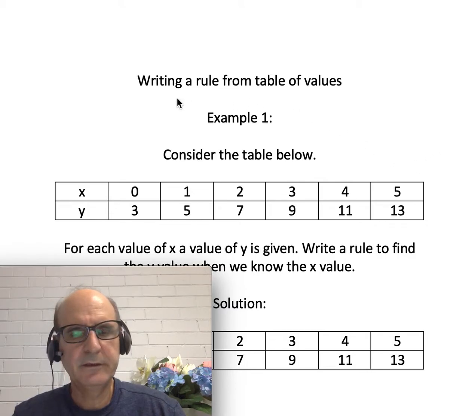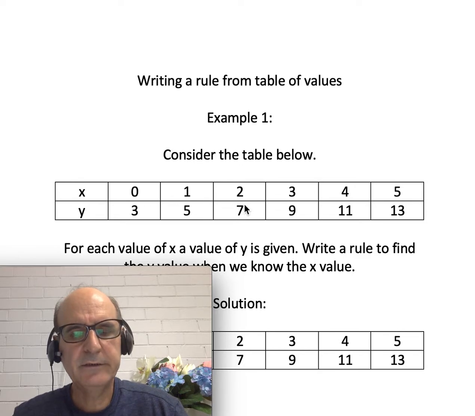In this lesson, we talk about writing a rule for a table of values. What we are doing, we are given a table of values like this with x values and y values. When x is 0, y is 3, x is 1, y is 5, x is 2, y is 7, and so on.